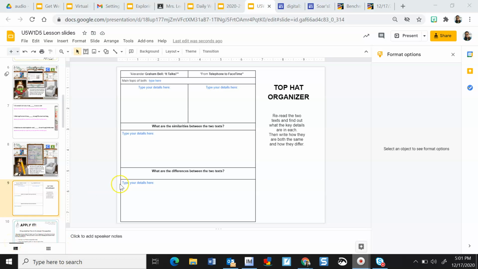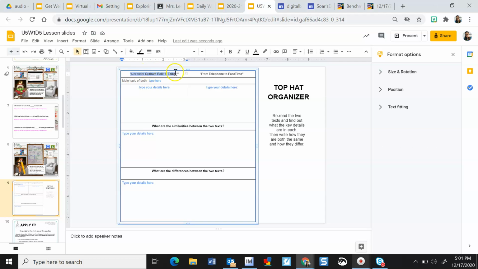Okay guys, so this is a little bit of a different format of the top hat organizer, but it's still the same thing that we've practiced with. So for this top hat organizer, you are going to use the two stories that we read this week called Alexander Graham Bell, It Talks, and From Telephone to FaceTime.